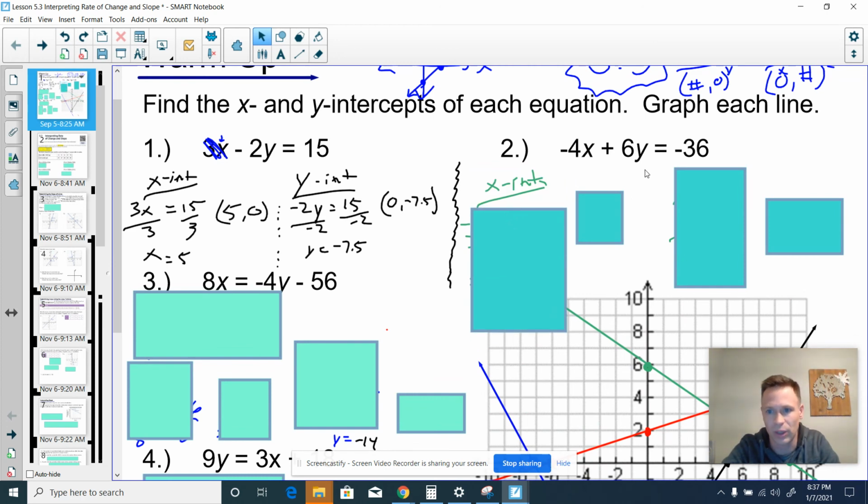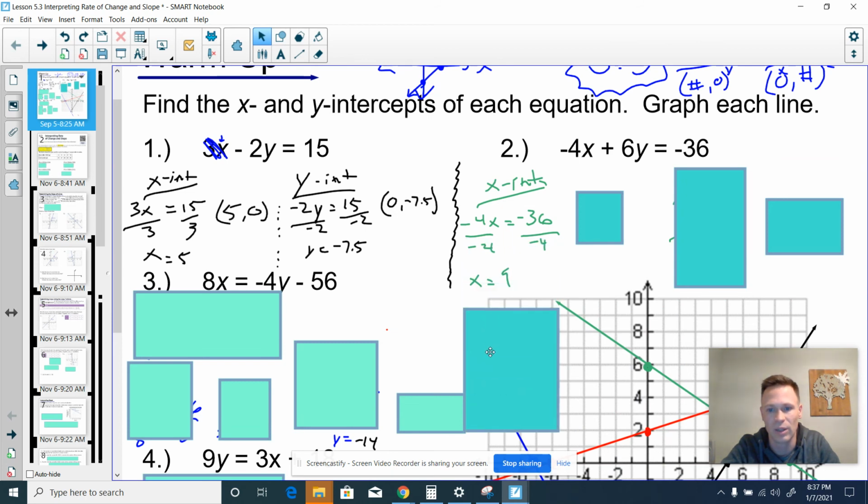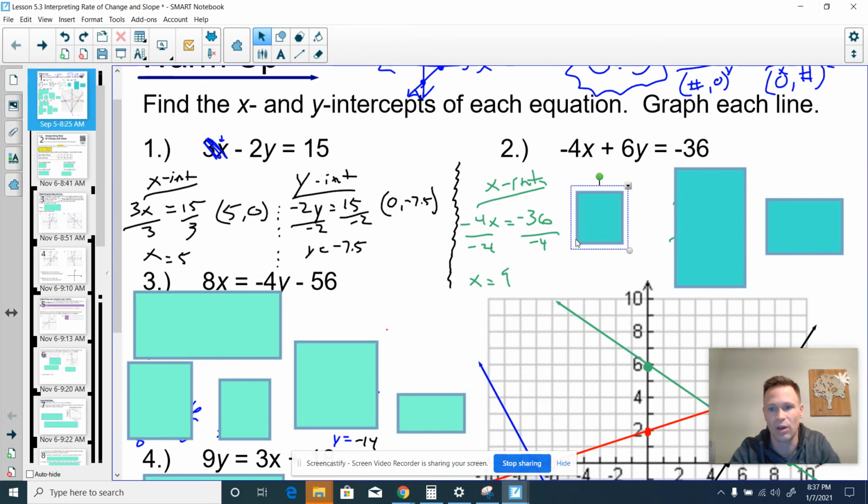X-intercept: 0 is going in for y, so I'm left with just the equation because this is going to cross out. Negative 4x is equal to negative 36. Divide both sides by negative 4. I get x equals 9. That gives me an x-intercept of (9, 0).